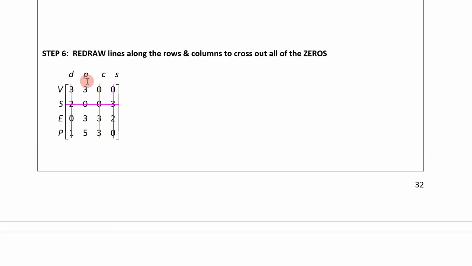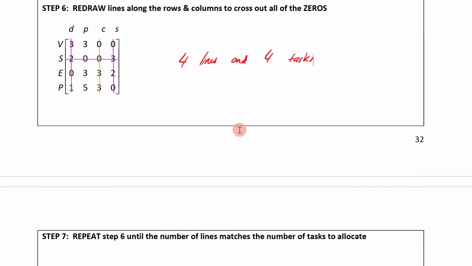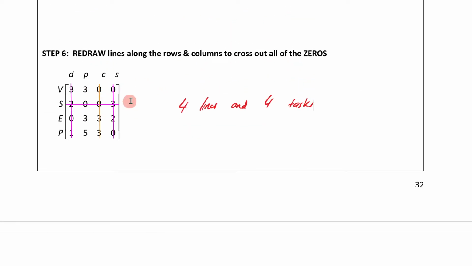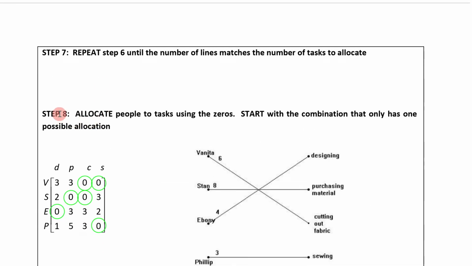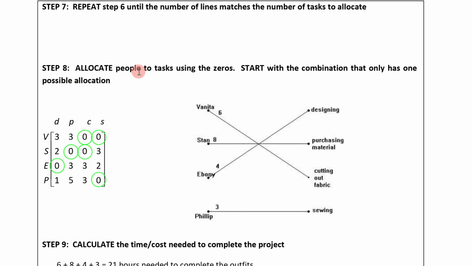So step 6, we have 4 lines and 4 tasks. So that means we're finished. We don't have to go back to another step to keep doing this. We are done here. So now it says step 8. Allocate people to tasks using the zeros. Start with the combination that only has one possible allocation.